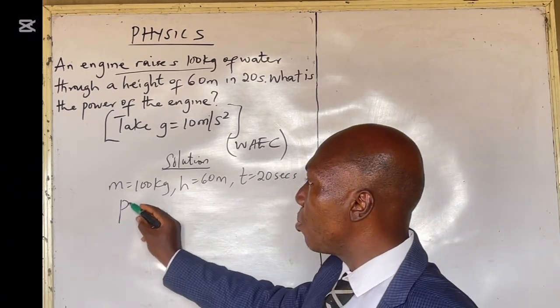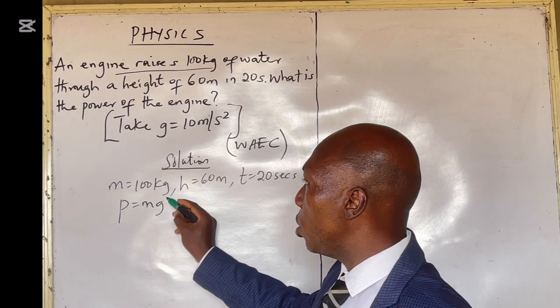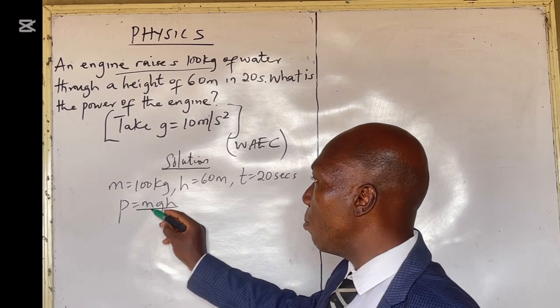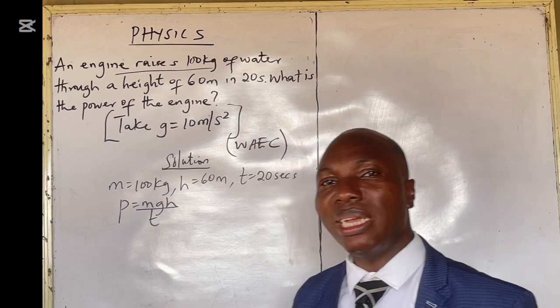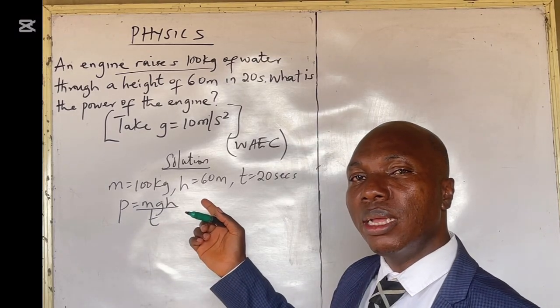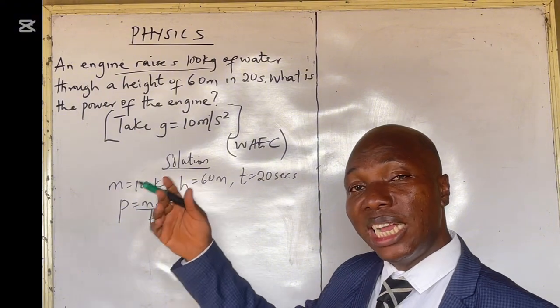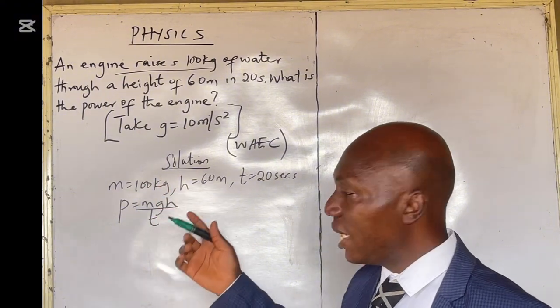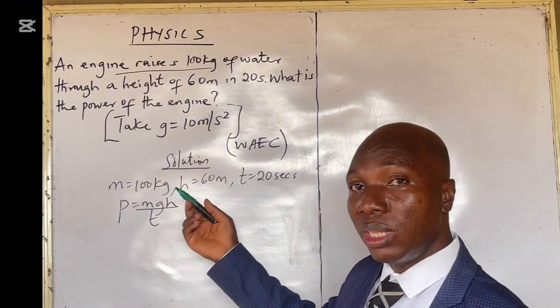Power is mgh over time. That means energy expended over time taken. But in this scenario, we're given potential energy. Energy expended over time taken. The energy is mgh, potential energy.